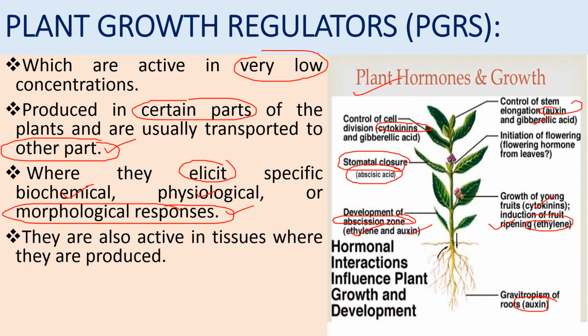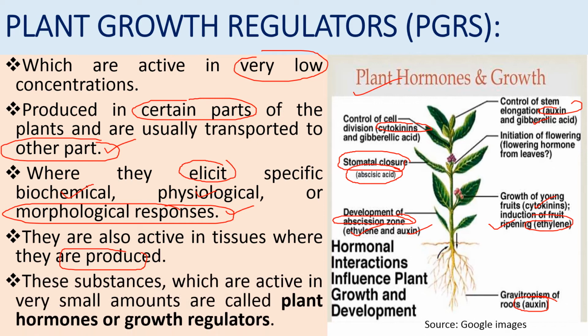And these plant hormones which are produced in certain parts are also functional in that part. So they are also active in the tissue where they are produced. Where they are produced, they are functional there as well. So these substances which are active in very small amounts are commonly known as plant hormones, phytohormones or growth regulators.